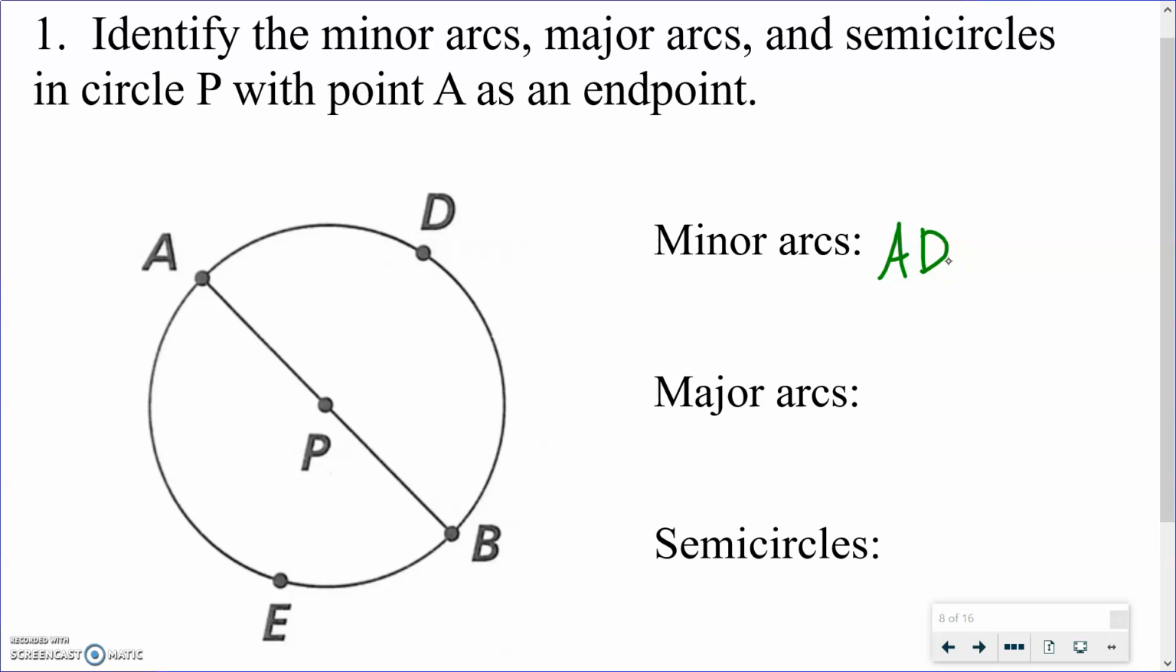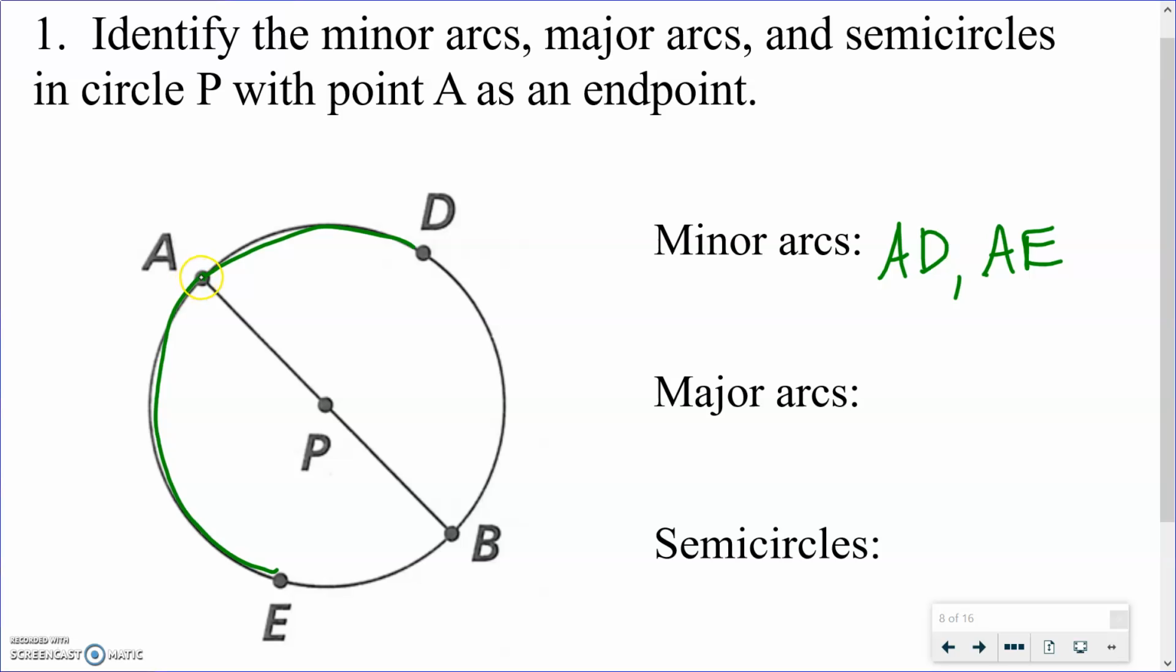Okay, and then AE, because those are less than a whole circle. Okay, and then let's see, with A as an endpoint. That's going to be it.